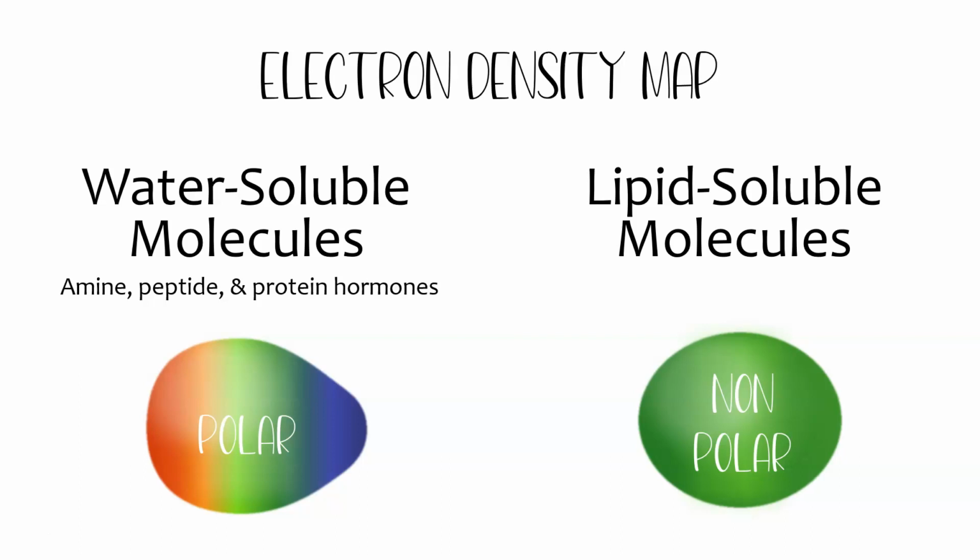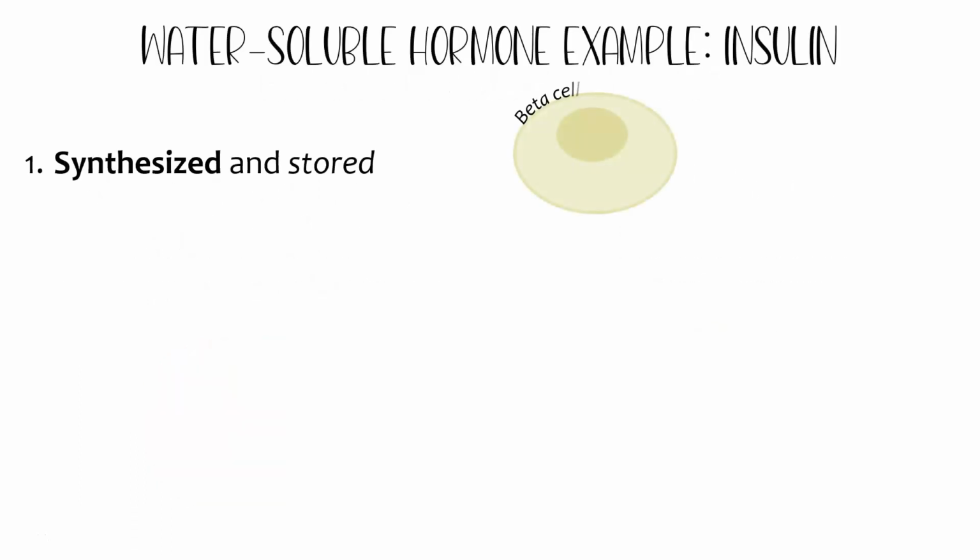Steroid hormones are a group of hormones that are built from cholesterol, a nonpolar molecule. Therefore, steroid hormones like testosterone and estrogen are lipid-soluble. Insulin is a protein hormone. It's synthesized by beta cells in the pancreas by transcribing and translating the insulin gene.